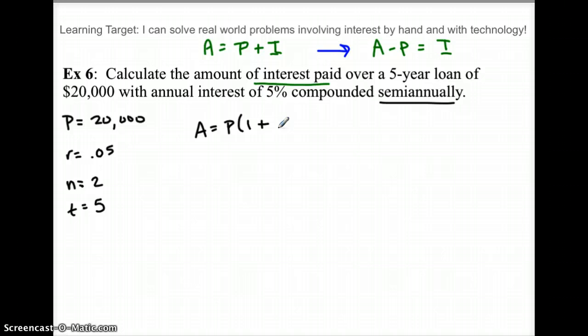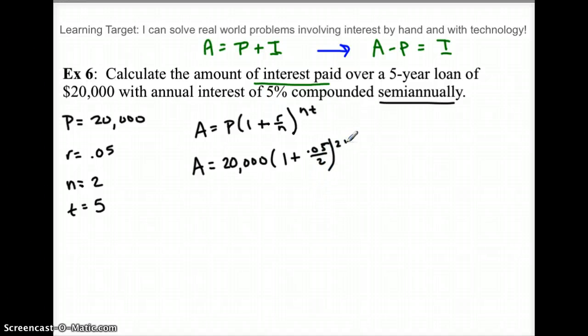P1 plus R divided by N, and then the exponent is N times T. So as I plug this in, A is going to equal 20 grand times 1 plus 0.05 divided by 2 raised to the 2 times 5. Again, for the sake of ease, when I calculate later, I'm just going to make that a 10, and then I'm going to plug in chug.